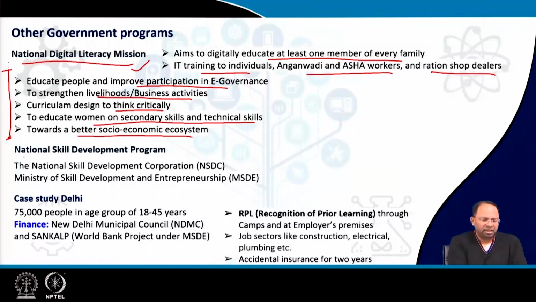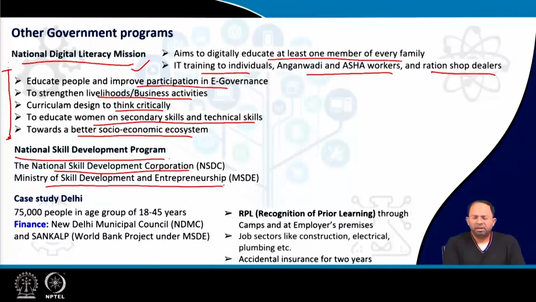Then along with that, we have the National Skill Development Program. We have discussed this earlier. So this is run by the National Skill Development Corporation along with the Ministry of Skill Development and Entrepreneurship. So one case study in Delhi, for example, 75,000 people in the age group of 18 to 45 years are being targeted. So this entire program is financed by the New Delhi Municipal Council and Sankalp through a World Bank project under this Ministry of Skill Development and Entrepreneurship.